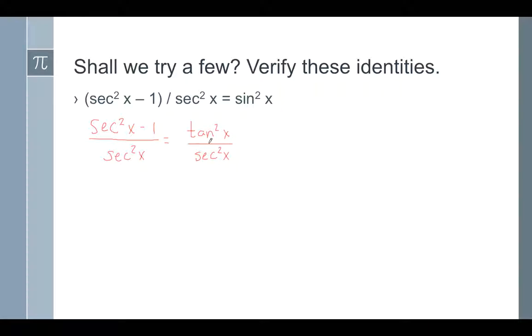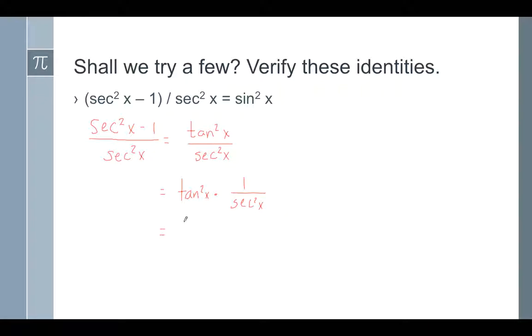Okay, now I don't really know anything about tangent over secant, so I'm going to rewrite this as tangent squared times 1 over secant squared x. And that's true, right? Tangent divided by secant is the same thing as tangent times 1 over secant. And I still really don't know where to go, so what I'm going to do is change everything to sine and cosine.